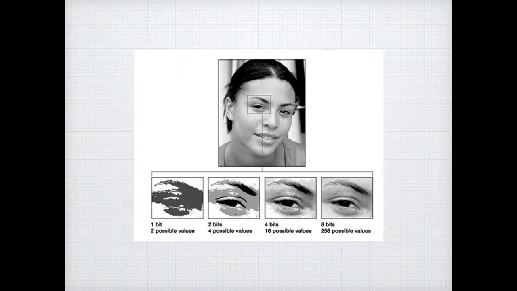In this illustration, you can see a 1-bit representation of an eye. There are only 2 possible values, the gray and the white, the darkest dark and the lightest light. In the 2-bit imagery, you multiply that by 2, so you have 4 possible values, and you get a little bit more definition. Then jumping to the 8-bit, where you have 256 possible values or colors, it starts becoming more photorealistic.